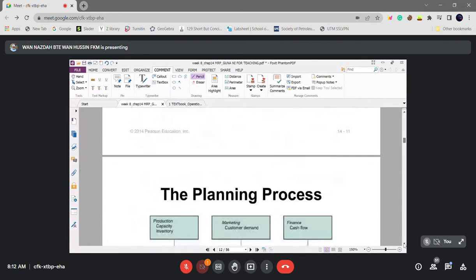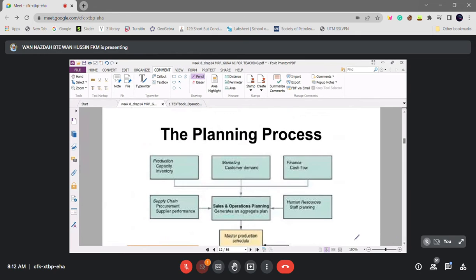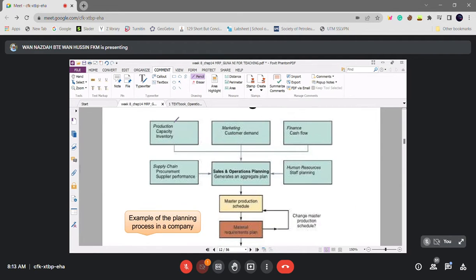All right, so let's see the difference. Before you construct the master production schedule, you must do the planning. These are the planning stages that you should consider. Remember the production capacity that you have covered before. So this is marketing to take care of the customer demand, and this is the finance department to take care of the cash flow, and everything before you are able to construct the master production schedule. Next is the material requirements plan.